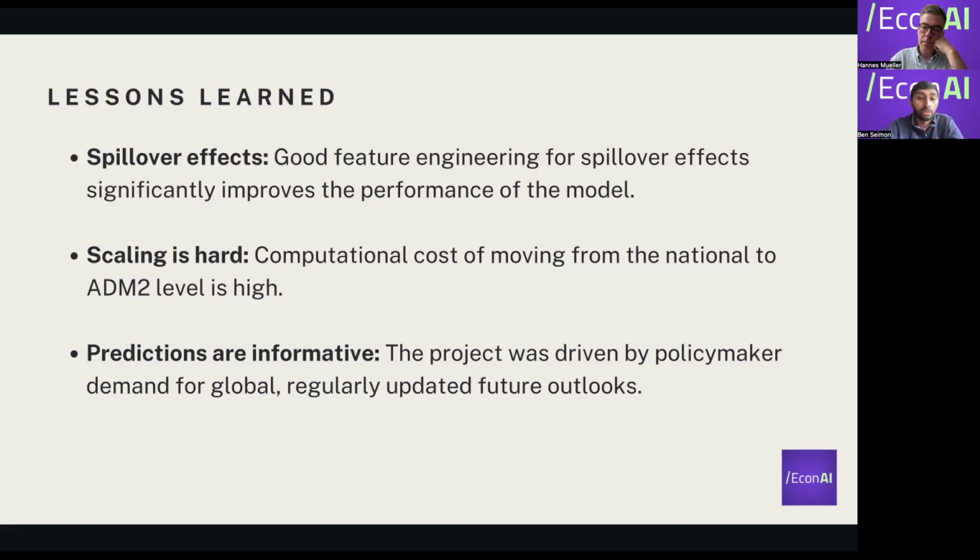Finally, predictions are informative. So this product was actually born out of demand from the policymaker side. One, for global updates, so they can make cross-country and within-country comparisons, but also regularly updated future outlooks. So we're updating every month across all 3 outcomes.